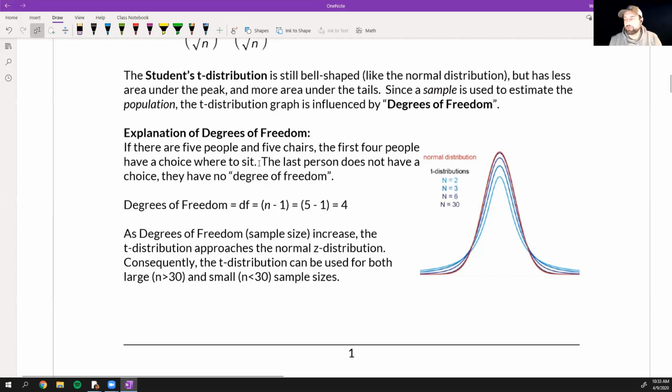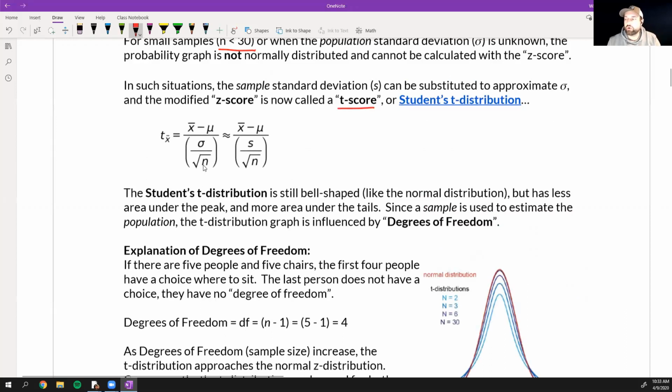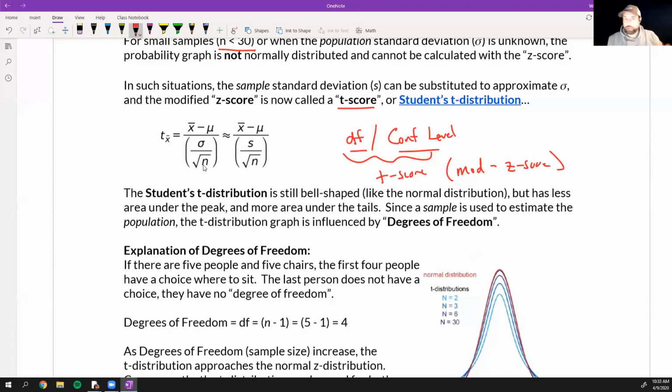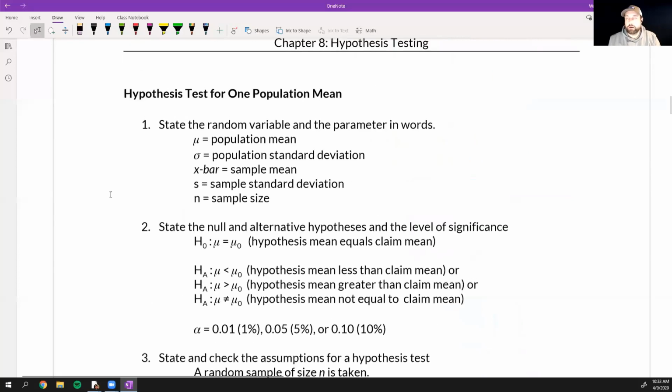Here again is the description of the degrees of freedom for small sample sizes. And so if you do a t-score, you need degrees of freedom, and then you also need your confidence level. You would use these two things to determine your t-score, which is just a modified z-score, right? So we did all of this back in chapter 7 when we looked at big populations and small populations. That's the only wrinkle. Everything else is exactly the same as what we did before in 8.1.